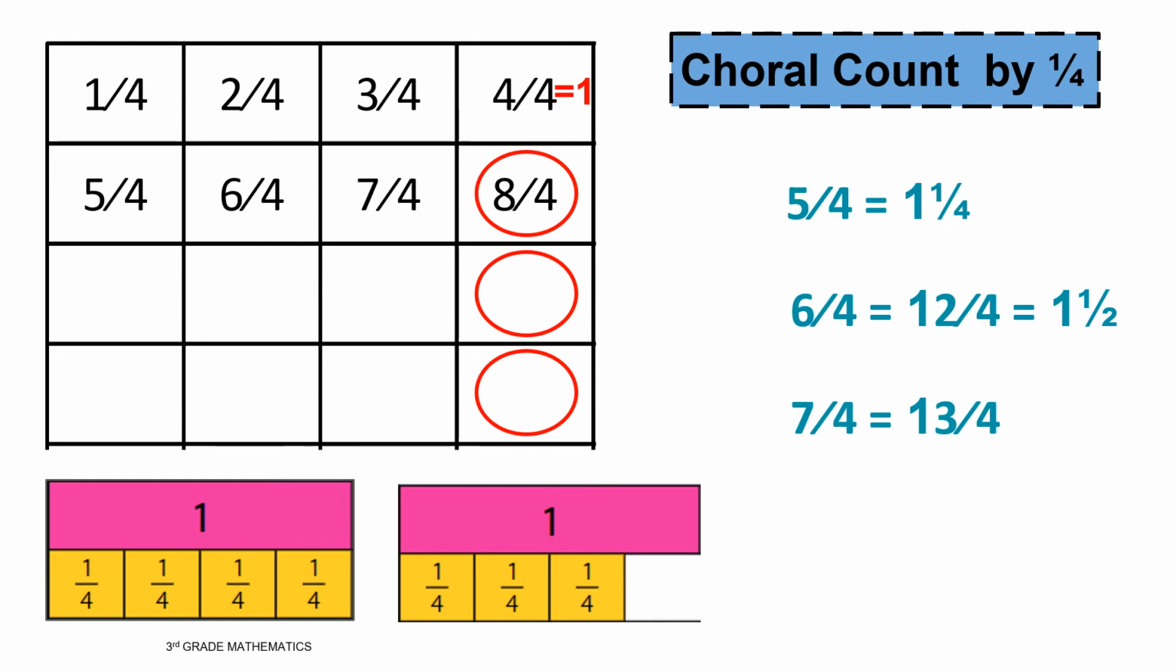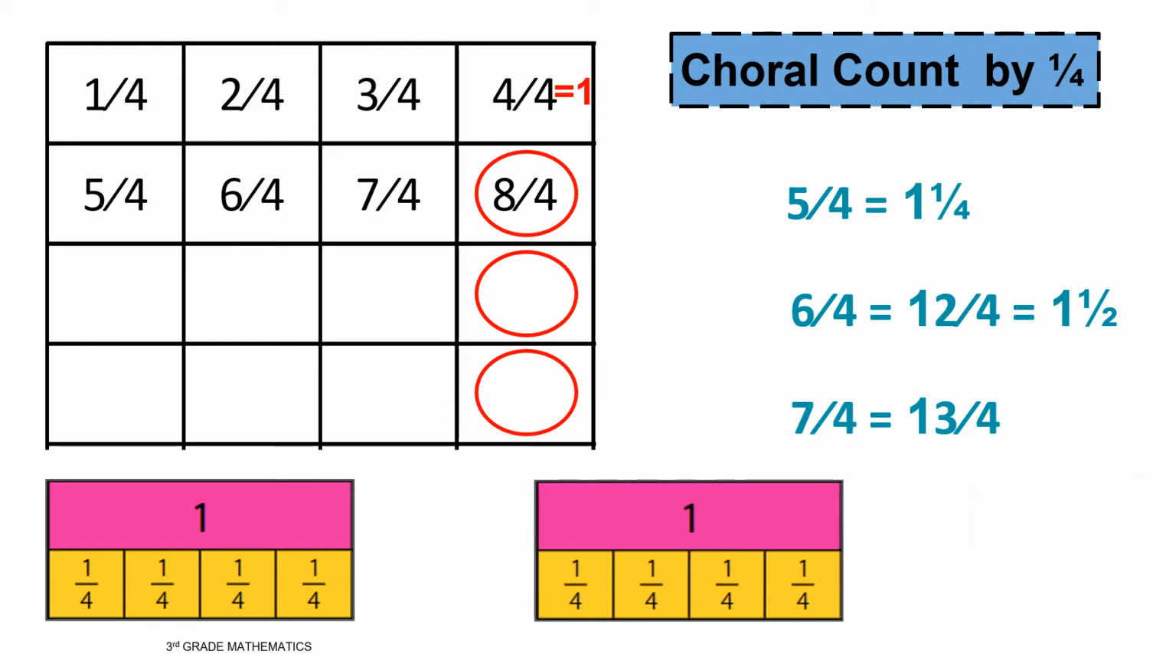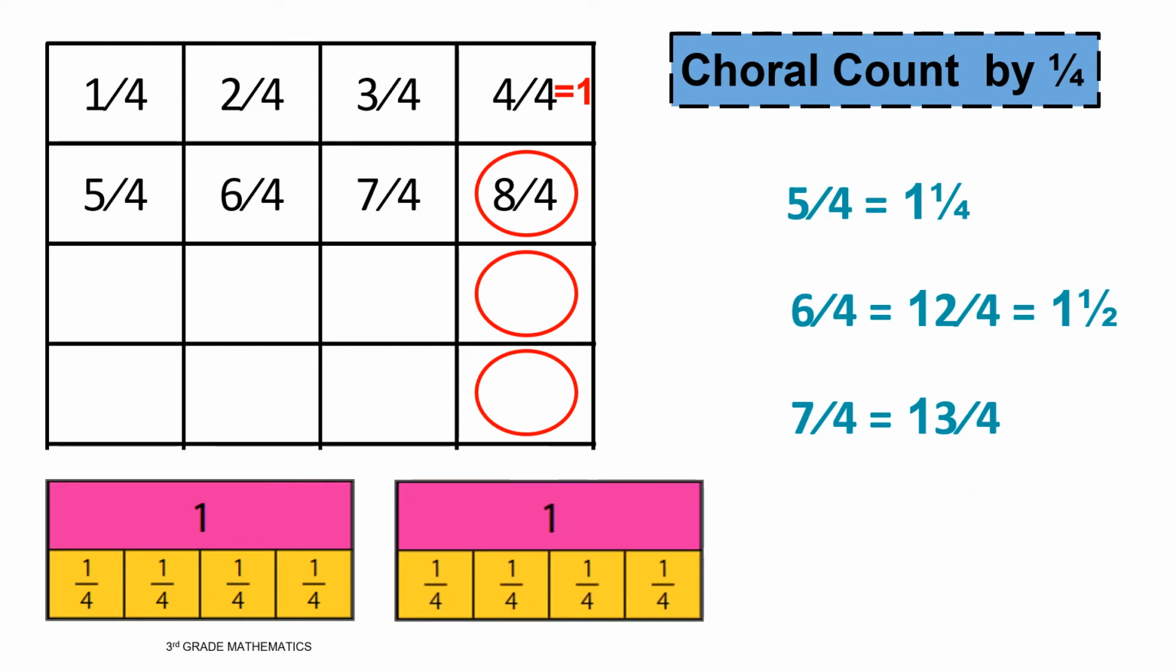That brings us to 8/4. What did you predict would go here? Were you right? What is 8/4 equivalent to? We have another 4 1/4, which is another whole. So 8/4 is equivalent to 2 wholes.